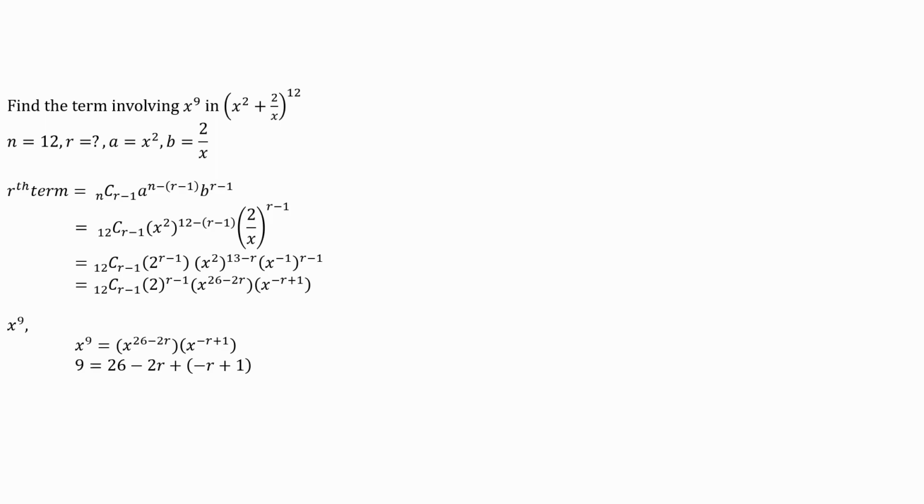So kapag hinahanap natin yung term na x raised to 9, ang concern muna natin dito yung may variable na x. So x raised to 9 is equal to x raised to 26 minus 2r, x raised to negative r plus 1. Tapos kunin lang natin yung exponents. So therefore, 9 is equal to 26 minus 2r plus negative r plus 1, dahil minultiply natin. So simplify natin, 9 is equal to 27 minus 3r. So therefore, 3r is equal to 18. So divide both sides by 3, so therefore r is equal to 6. So sixth term yung may term involving x raised to 9.